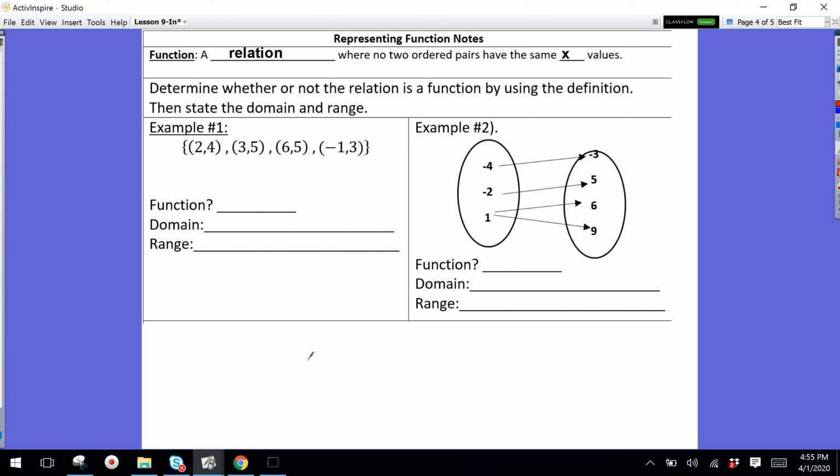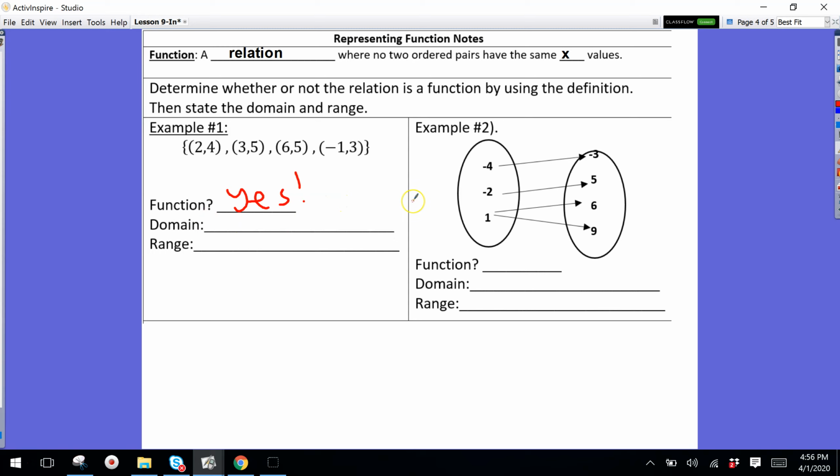So let's go ahead and determine if this is a function or not. This first example here, I have 2, 4; 3, 5; 6, 5; and -1, 3. It's a relation where I'm given a set of points. I'm looking at my x's. I have 3, 2, 3, 6, and -1. None of my x's repeat here, so this is a function. Yes, great. It is nice and reliable. I know that if I plug in a 2, I can only get out 4. If I plug in a 3, I can only get out 5. If I plug in a 6, I get only 5, and if I plug in a -1, I get out 3. So this is great.